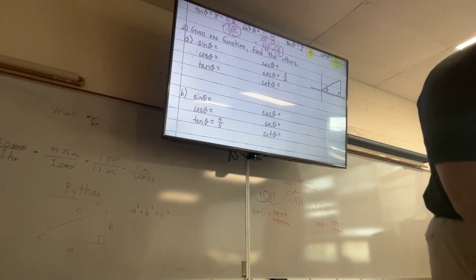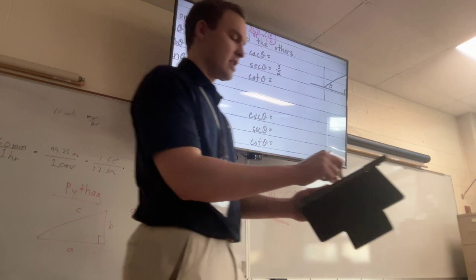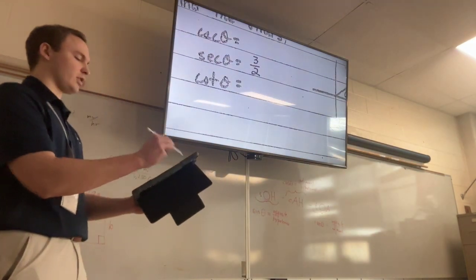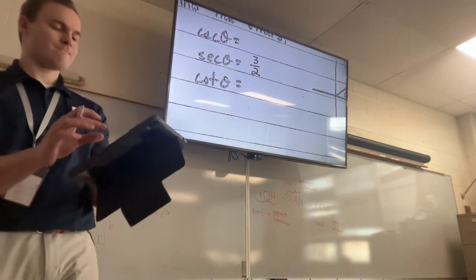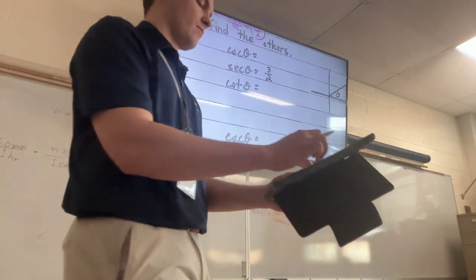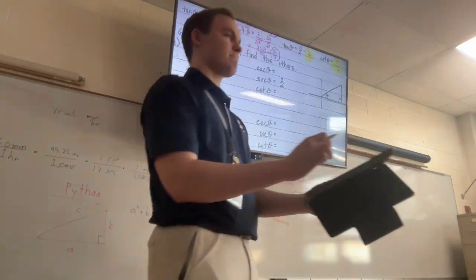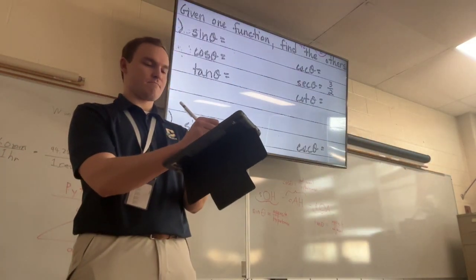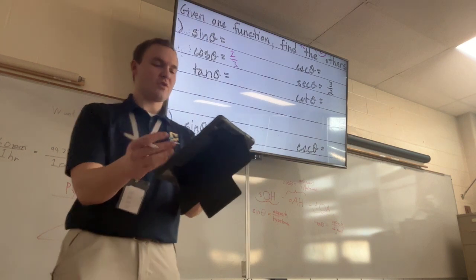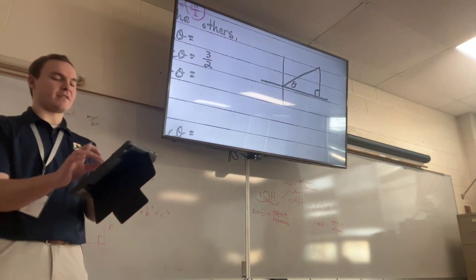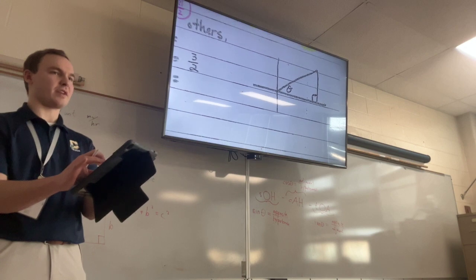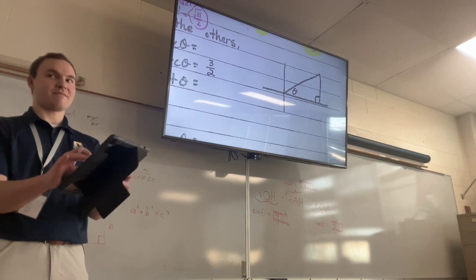So given one function, find the others, okay? Secant theta equals 3/2. So flip it: 2 over 3. So cosine is what? 2/3, yep. 2/3, okay? Let's fill in some stuff in this triangle. I think it's going to be easier if we fill in.